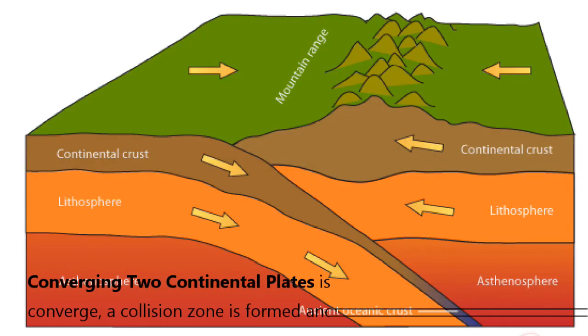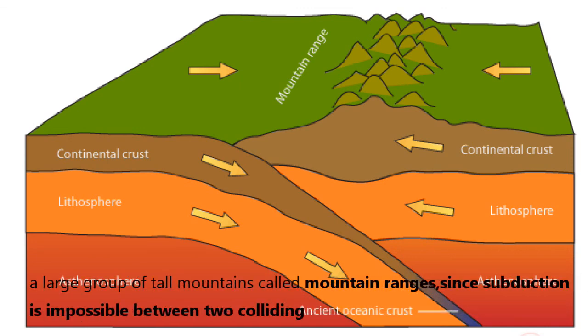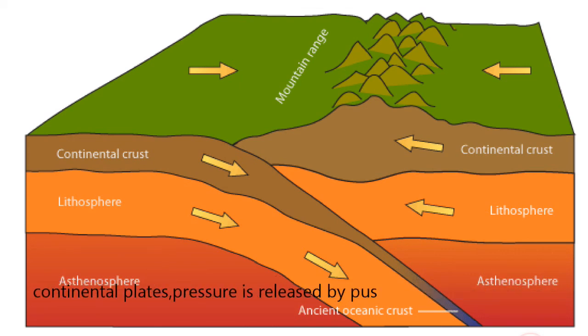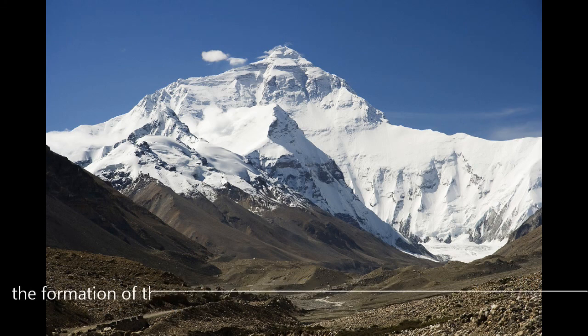Converging two continental plates is when the continental plates converge. A collision zone is formed and subduction ceases. This creates a large group of tall mountains called mountain ranges. Since subduction is impossible between two colliding continental plates, pressure is released by pushing the crust upward. The collision of India and Eurasia is an example of this. Two large land masses collided to begin the formation of the most visible product of plate tectonics, the Himalayas.